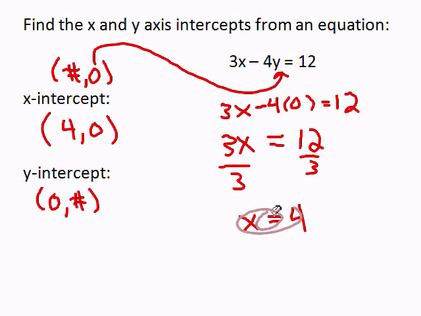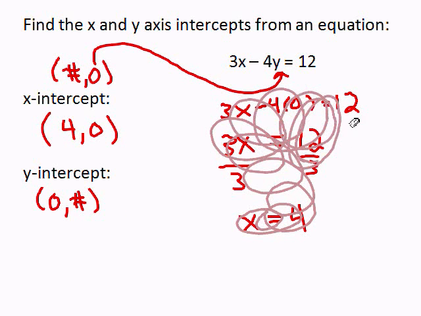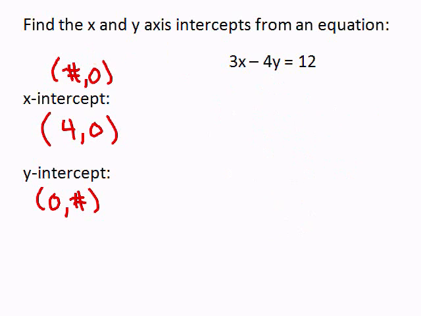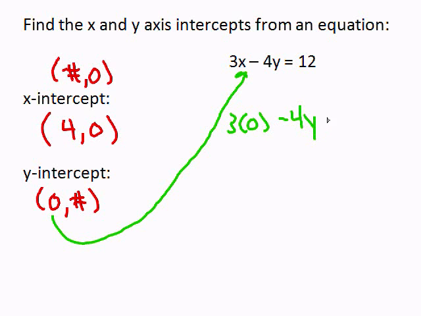What about the y-intercept? Well, the y-intercept is going to be a similar process, except we don't know anything about the y value. What we know for the y-intercept is that the x value is always going to be 0. So it gives us 3 times 0 minus 4y equals 12. 3 times 0 is just 0, leaving us with negative 4y is equal to 12.